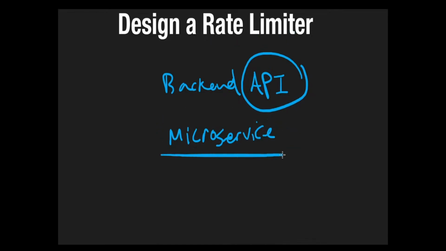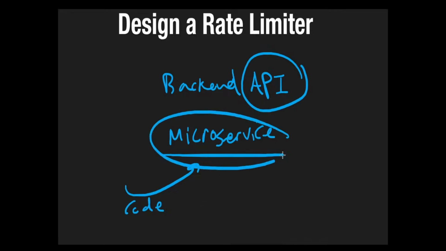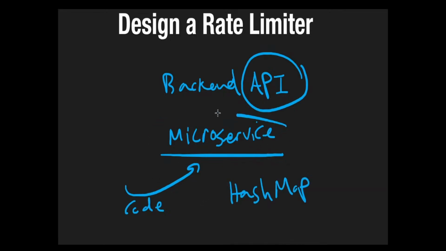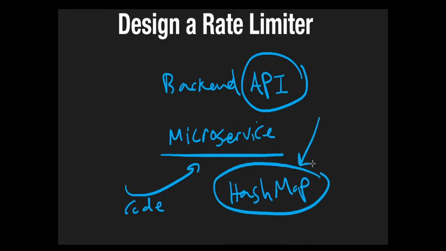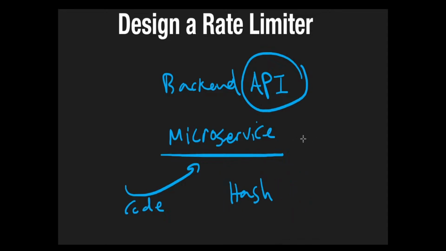Like in the microservice, we could add more code to implement rate limiting in the code, like in a hash map, for example, just keeping track of our rules in the code itself and then keeping track of the requests in some kind of memory data structure like a hash map. Most likely the answer would be no, though, because this is not so much of a distributed systems problem.